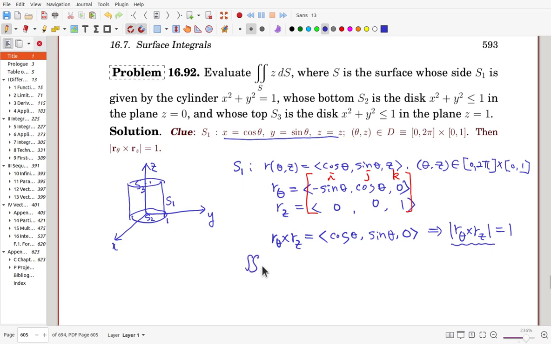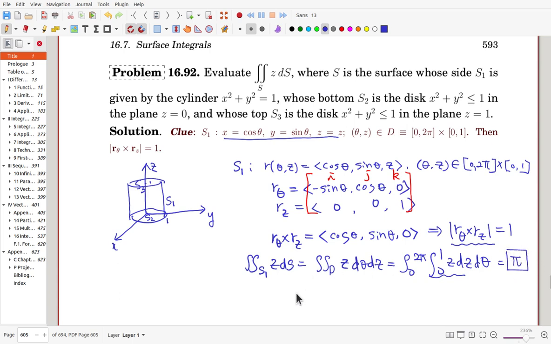Along with this scaling factor, the surface integral over S1 of z dS must be the integral of z itself, dz d theta. Theta is moving from 0 to 2 pi, z is moving from 0 to 1, and we integrate z dz d theta. That gives a half times 2 pi, so that must be pi.